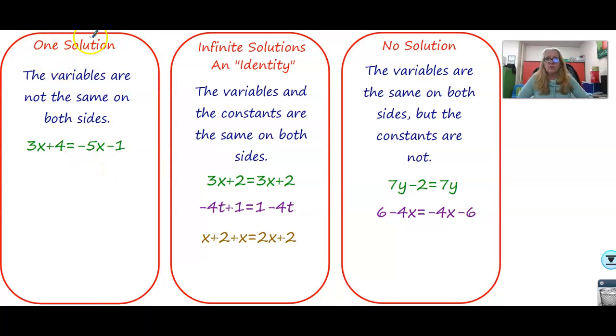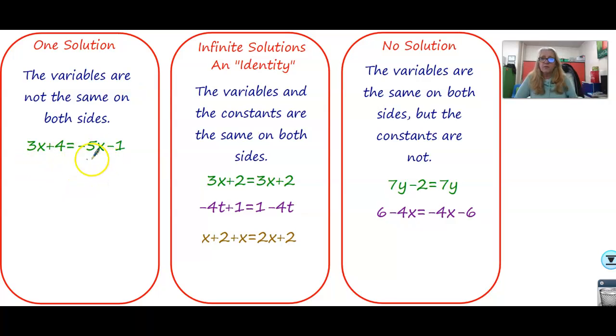A one solution equation. You'll know you have a one solution equation when you simplify it and you find that the variables are not the same on both sides. For example, on the left-hand side, we have a positive 3x. On the right-hand side, we have a negative 5x. If the variable terms do not match, it has one solution. It can be solved.